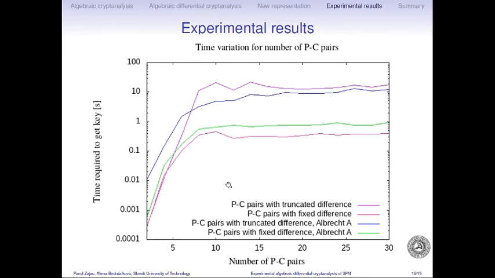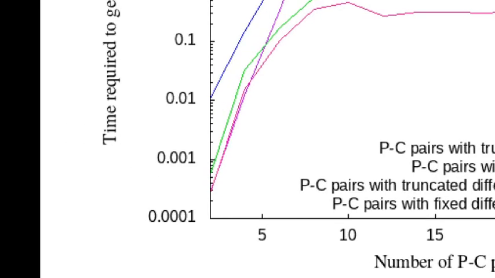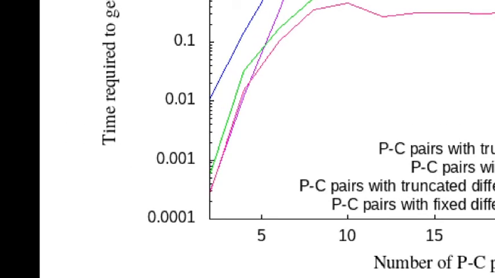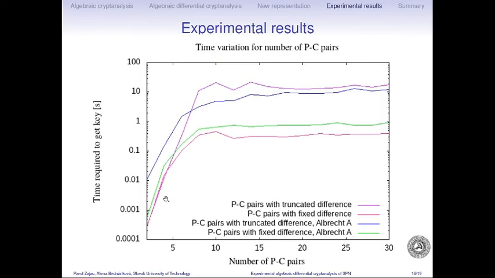Further, let us compare the original algebraic differential attack, which is Albrecht's method, with our new representation. These are these two lines, and we can see that our new method is significantly faster in case of truncated difference, and gets worse with more PC pairs, and our method outperformed the original method for full differences in every case.